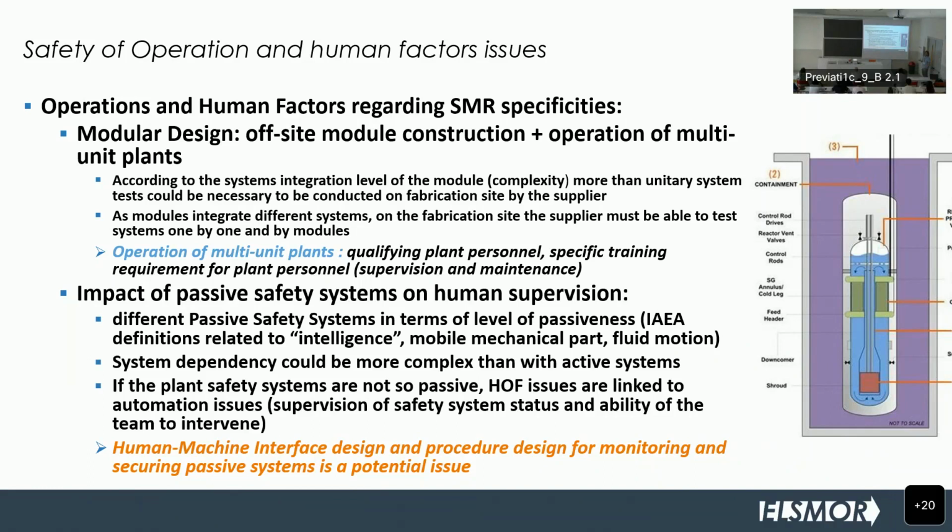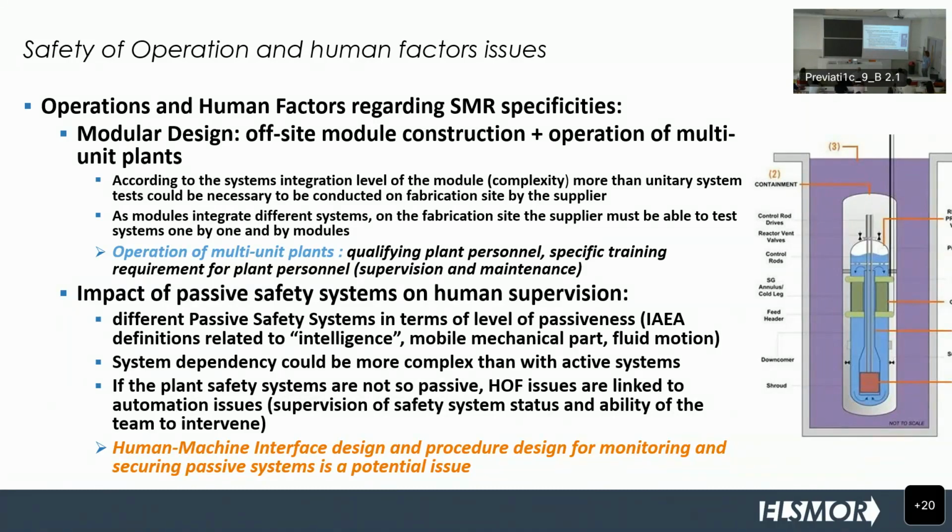Basically, Three Mile Island happened because the plant operators did not correctly interpret the plant state and made the wrong assumptions. And with the passive systems, it might be even harder. System dependency might be more complex than with the active systems. And if the plant safety systems also have active components, there is the question of how well the automation interprets the passive plant system.